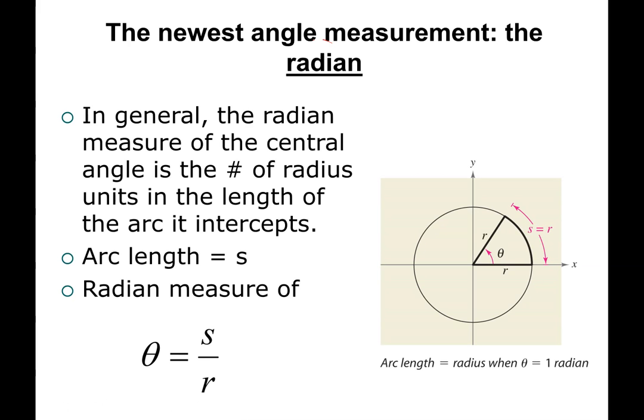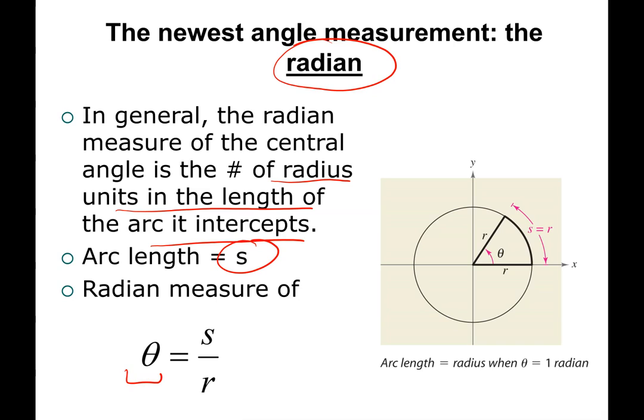So first, let's go back to the idea of what it actually means to be a radian. I've been using this word, telling you that you could measure quantities and angles in radians. We've talked about pi over 2 radians and 3 pi over 4 radians, but I really want you to have an idea of what it means to be 1 radian. So in general, the radian measure of the central angle of a circle is the number of radius units in the length of the arc that it intercepts. When we talk about arc length, the variable that we're going to use is s. And when we're talking about the value of a radian measurement, we're going to use theta.